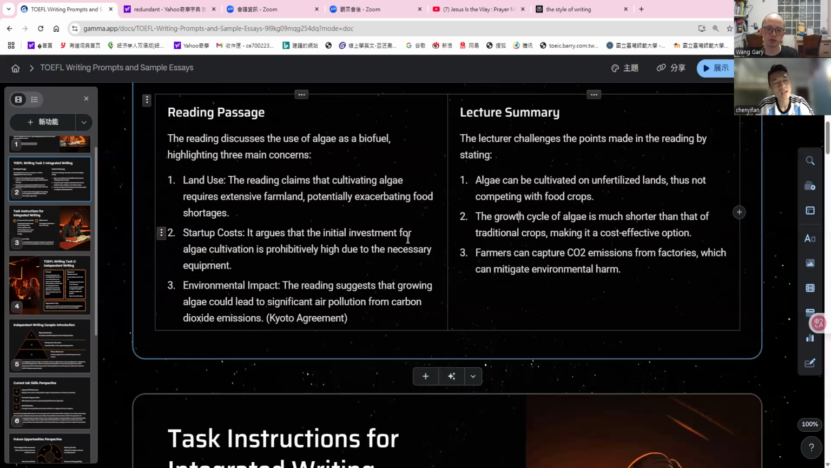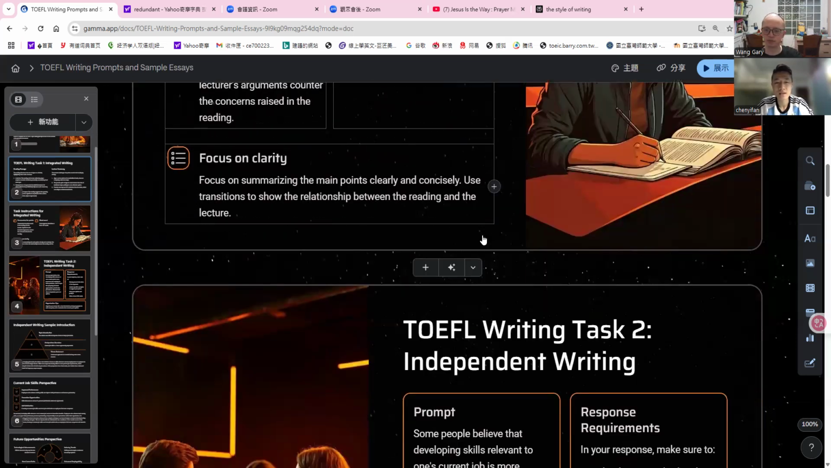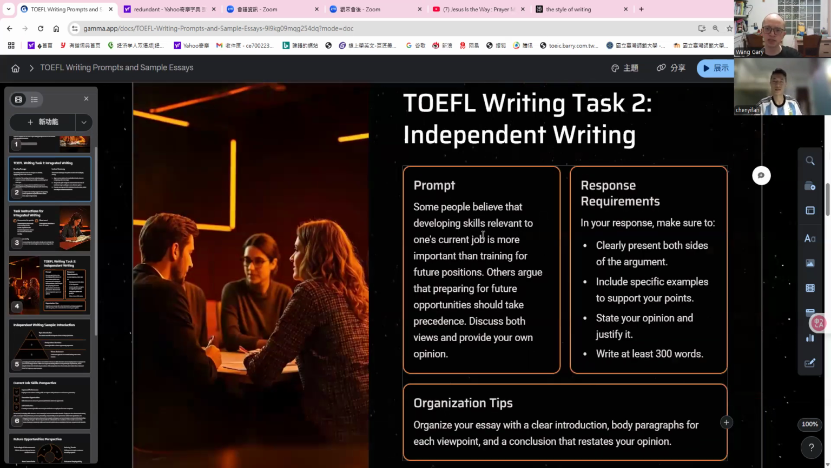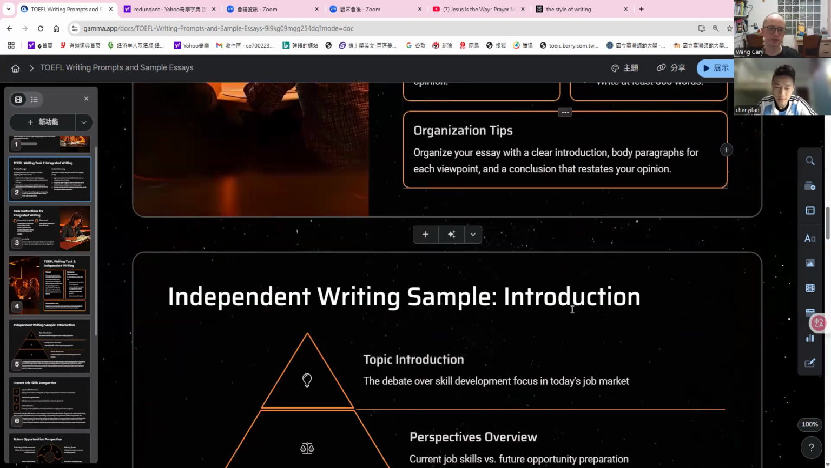Yeah, but they don't relate to each other so well. I think there is a logic problem here. Okay, never mind, we can refer to it later. So, clarity and independent writing, prompt, response, requirement, organization tips.